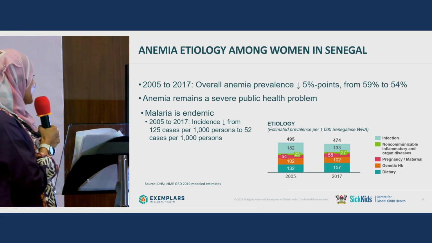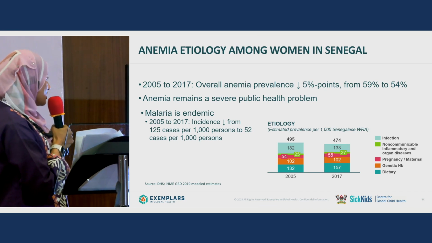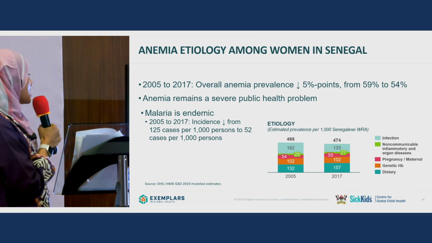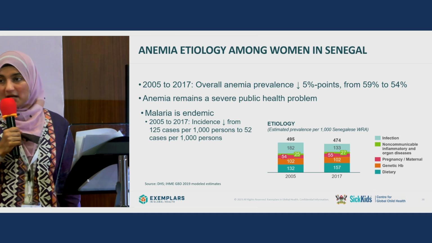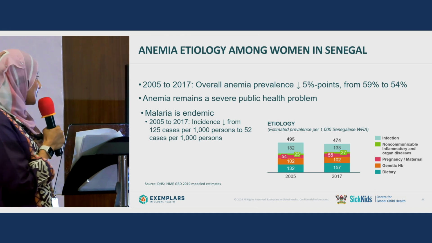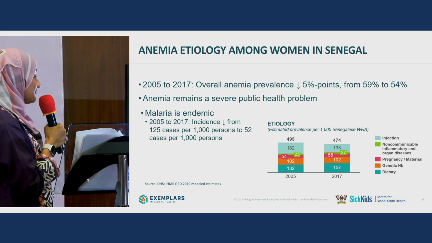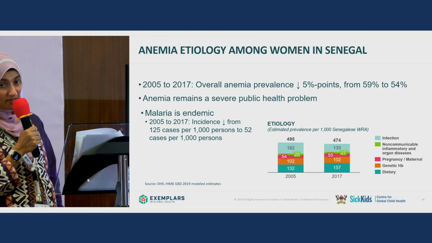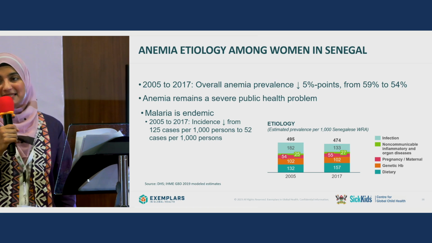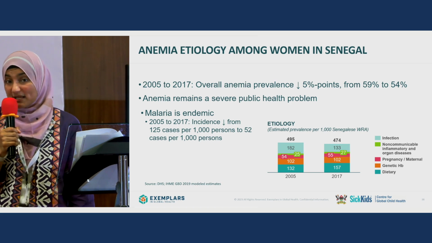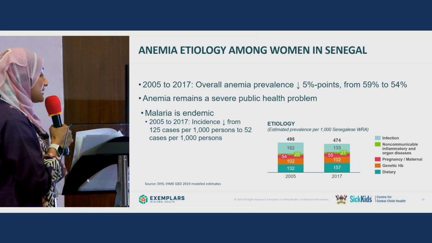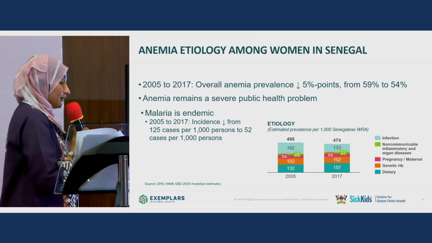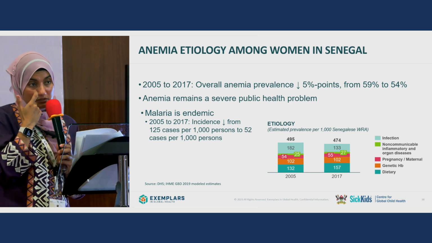Next slide, please. So a brief information about the etiology of anemia among women in Senegal. Between 2005 and 2017, anemia prevalence declined by 5 percentage points in the country, from 59% to 54%, and this was the second highest decline in Western Africa. However, anemia remains a severe public health problem, and malaria remains endemic in the region.